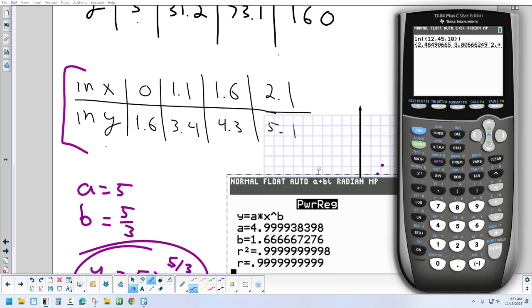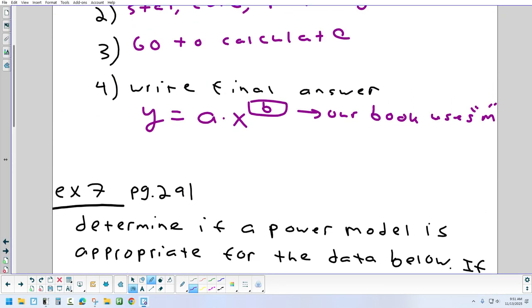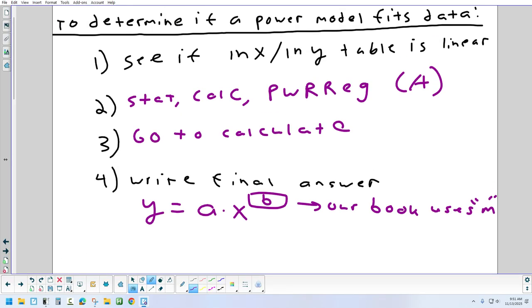Okay, any other questions on those steps? Because that would be something on the test that I wouldn't help you with. Like if it says find a power model and you say, I don't remember the button, that's part of what I'm going to test you on tomorrow. See if you know how to do it.